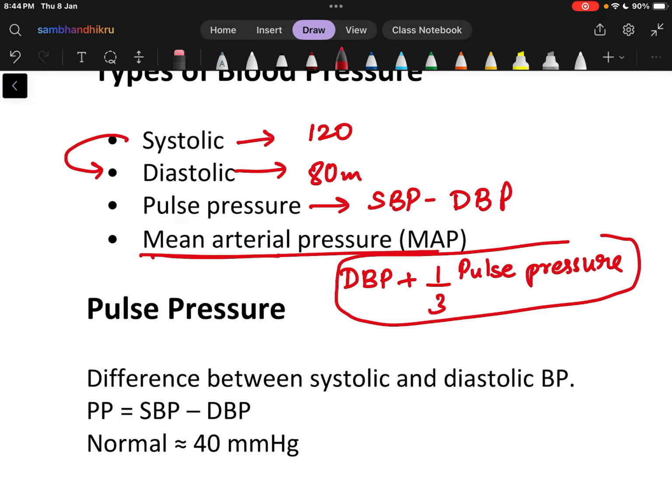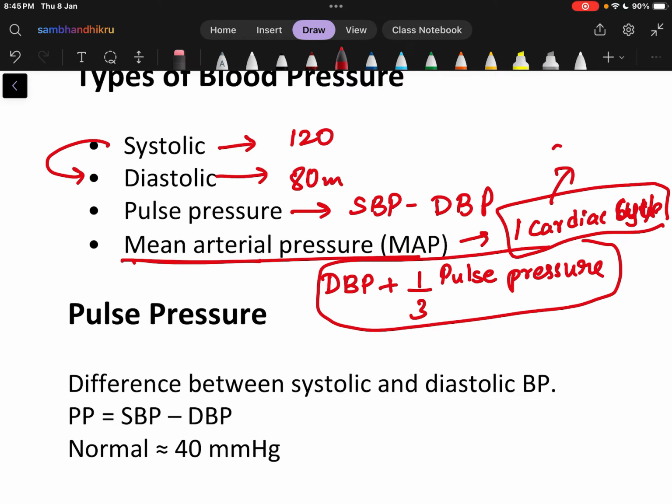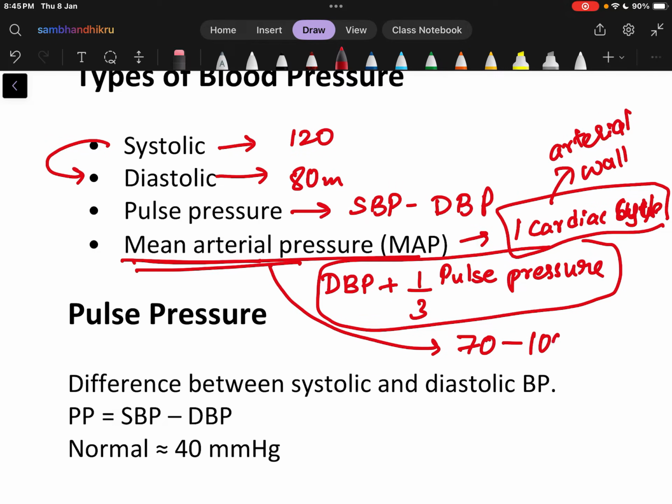So what is the mean arterial pressure? What it is saying exactly is, in one cardiac cycle, what will be the arterial wall pressure. That will be identified by mean arterial pressure. How much, sir? The normal is 70 to 100 mm of Hg. This is the normal mean arterial pressure.